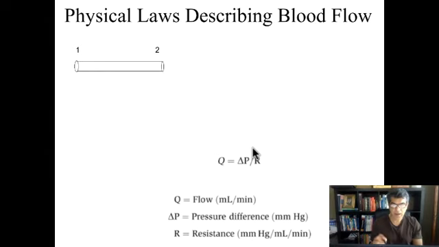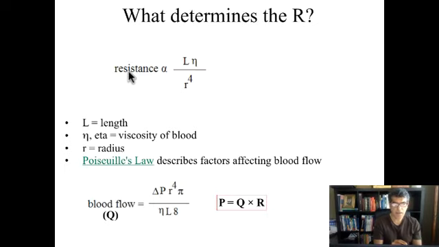Is this the only factor that changes the resistance? The answer is no. The resistance is related to the length of the vessel, eta, which is the viscosity of the blood, and r, which is the radius. As you can see in this formula, the most important player would be radius because it's to the power of 4. If you change the size of a vessel even slightly, the resistance is going to change dramatically because it's dealing with power 4.